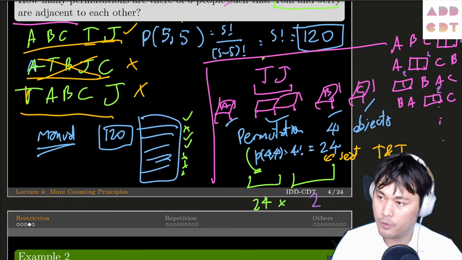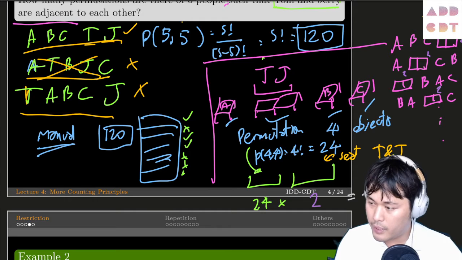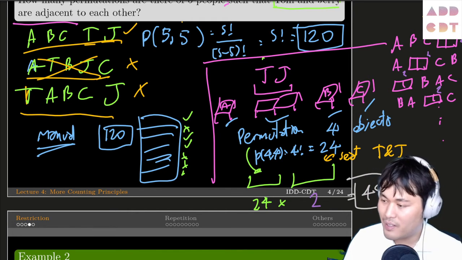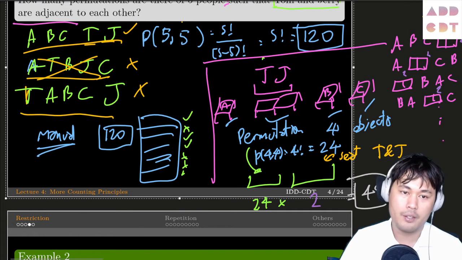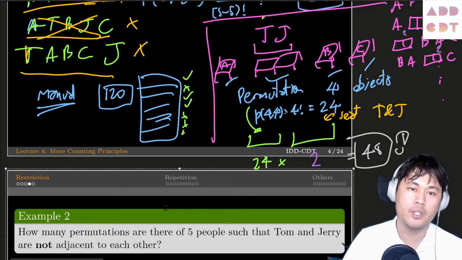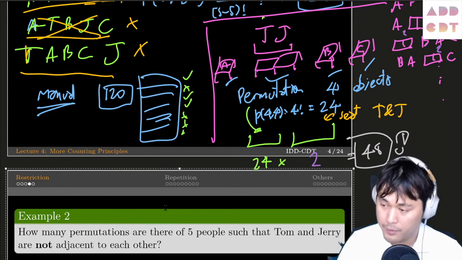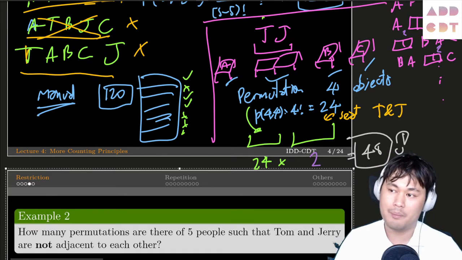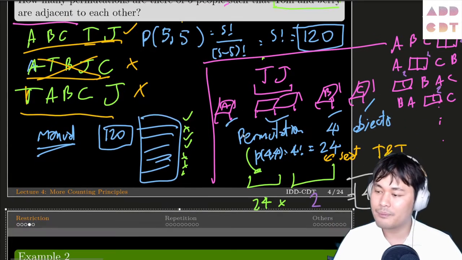Right, so that means we can use the rule of product. And now we get the answer: 48. Therefore, the answer to this question is 48. There are 48 ways to permute these 5 people such that Tom and Jerry are next to each other. So that's one example. You can see that there's no definite answer on the choice.